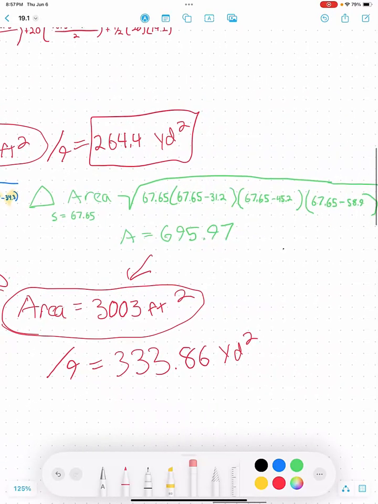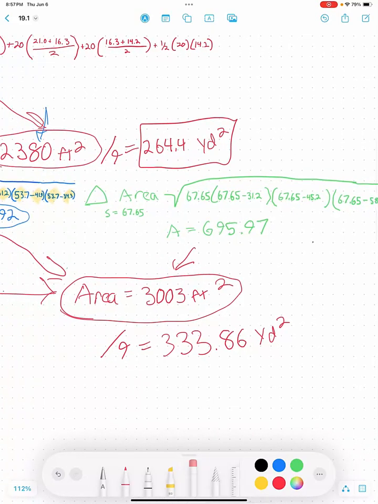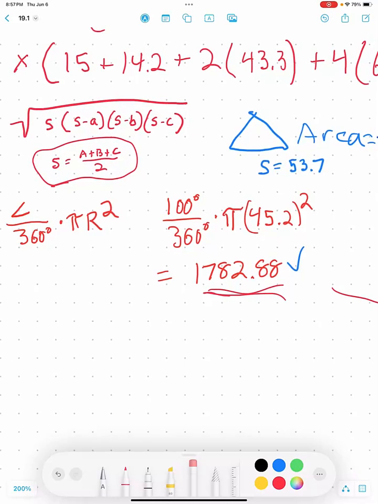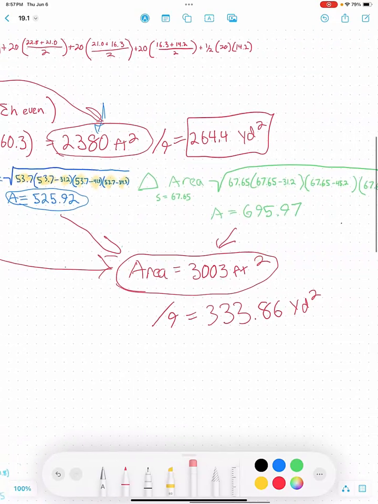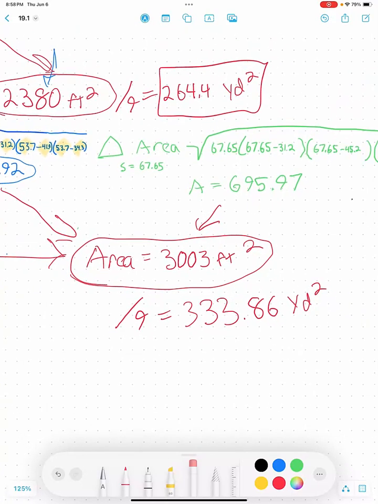Did the same thing on the green triangle. Same calculation, same formula. Plug and chug your lengths there. That one came out to 695.97. The last piece is pi times the radius squared. So the 100 degrees divided by 360 times pi times 45.2 squared. Got me 1782.88. Add all 3 of those up, and you got 3,003 square feet. But again, they asked for it in yards. So divide by 9. And that's what gets you that magic number.